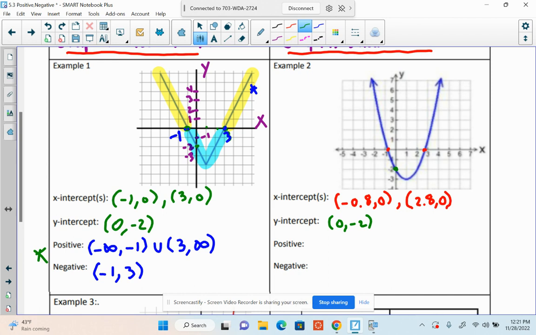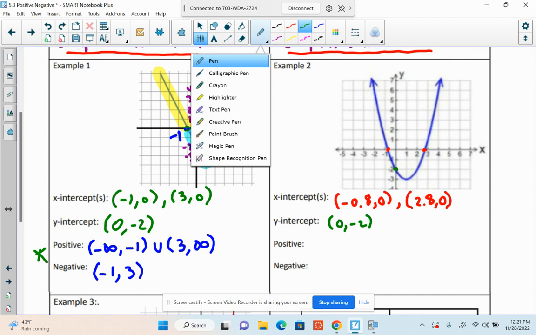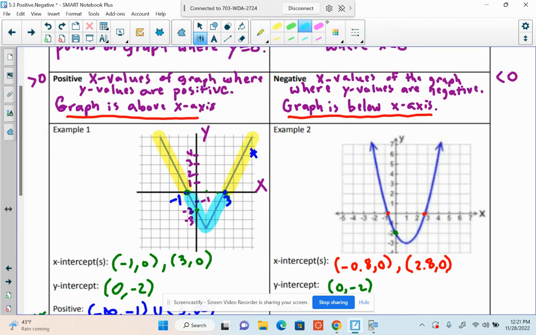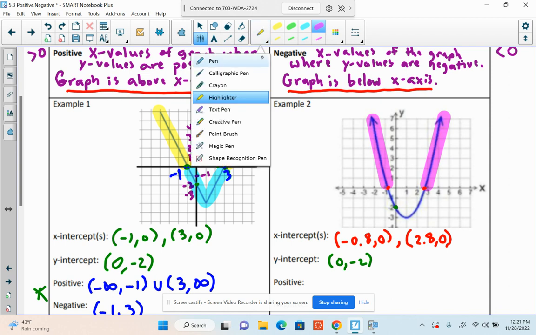And now where is it positive? Well, let me highlight where it's positive. Where is it above the x-axis? Remember, it's positive when it's above the x-axis. Let me get my highlighter. I'll highlight this in a lovely purple. Where's the graph above the x-axis? Okay, over here, it's above the x-axis. And then again over here. So let's write that down. I'll go back to my pen.